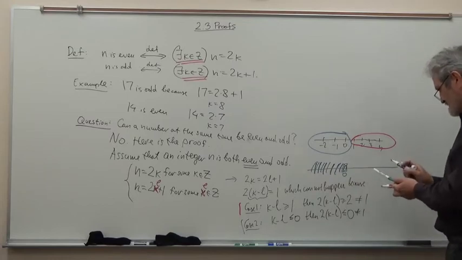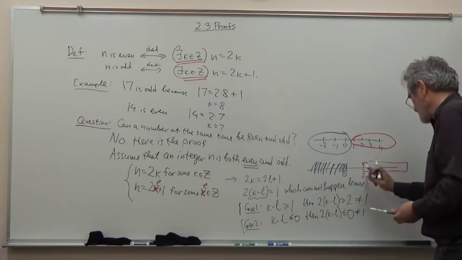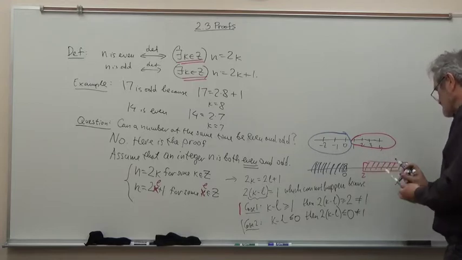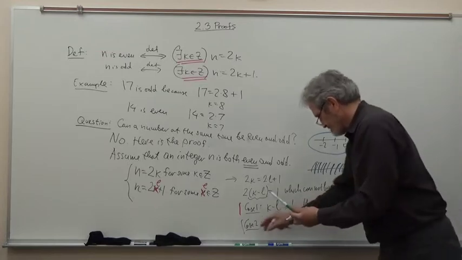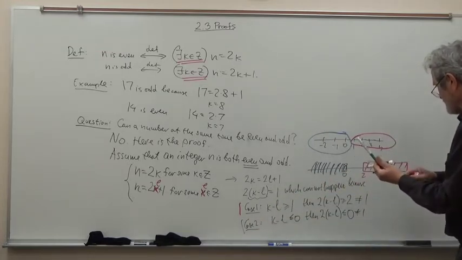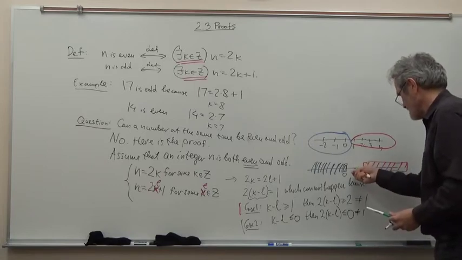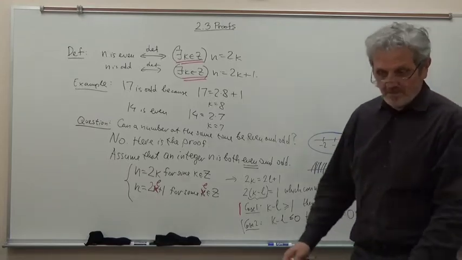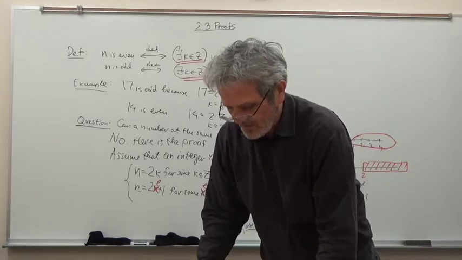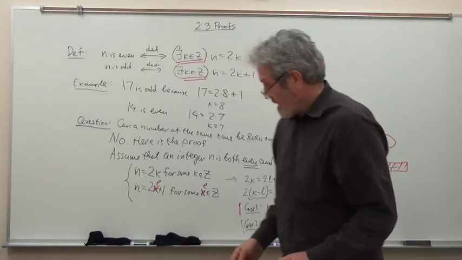And the red guys gives you 2 or above. So nobody will hit. Oops, I need a third color. Nobody will hit my number 1. Here is number 1. And that's why the same integer cannot be at the same time even and odd.